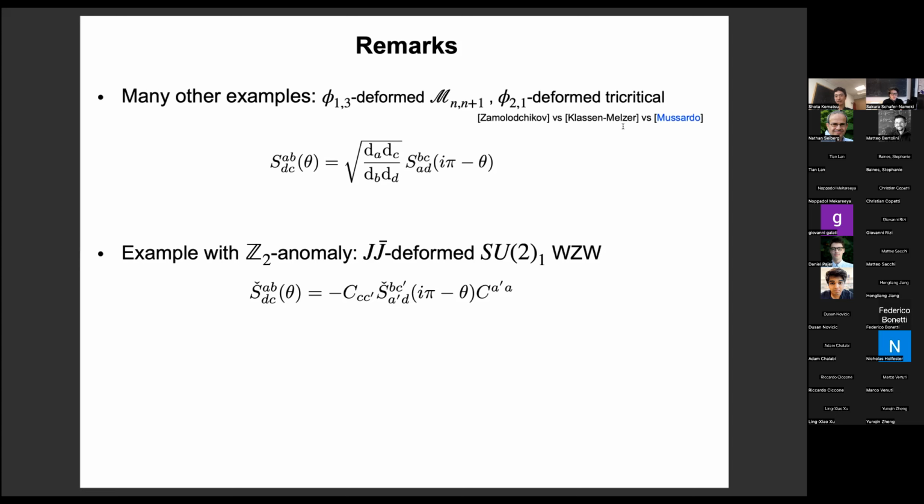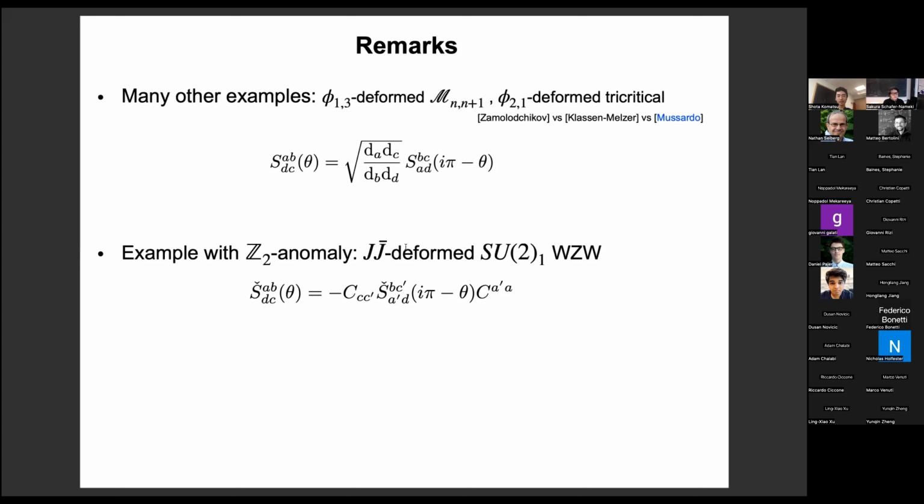And in the past, people did notice that this amplitude by Mussardo satisfies modified crossing symmetry, but there was not really a clear justification of why this had to be the case. Because of that, people are not sure about which one is actually the correct one. By the way, another thing I forgot to say is that this flow preserves a Fibonacci fusion category.